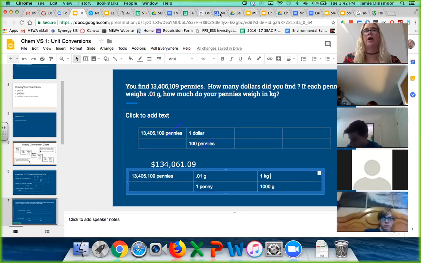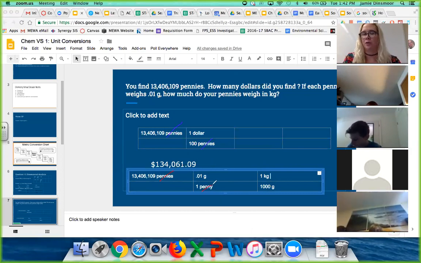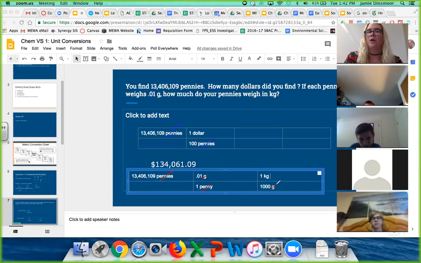So now we do a little check. Are we in the correct units? Well, pennies will cancel, right? Because plural and singular, same thing. Grams will cancel. And we're going to be left with kilograms, which is what we want. And if you go ahead and do this math out, then you should get 134.06 kilograms for the weight of the pennies.